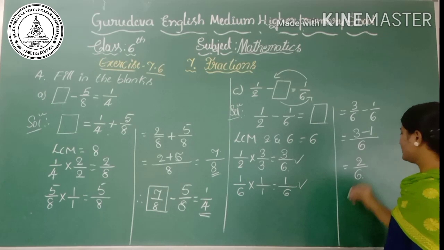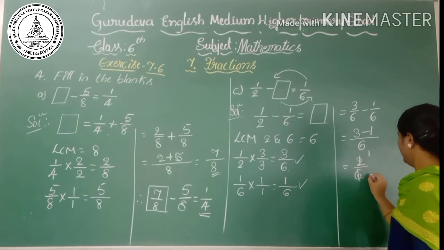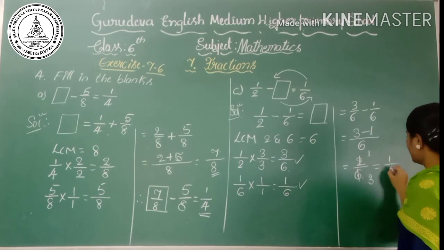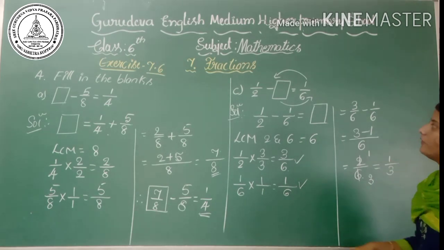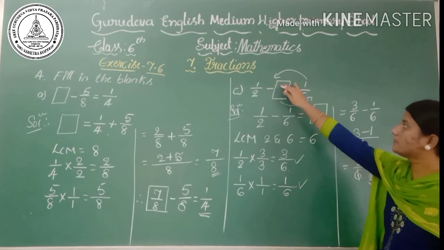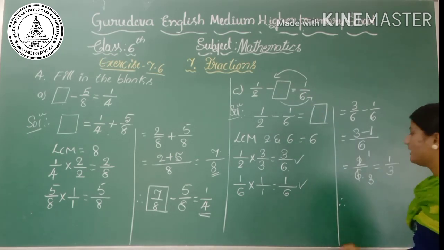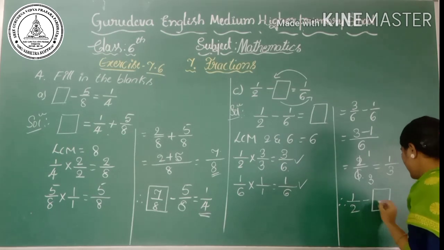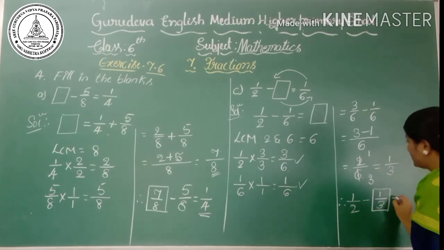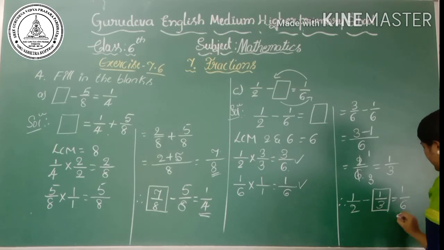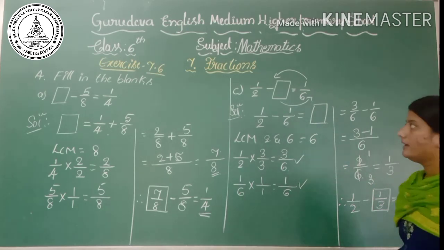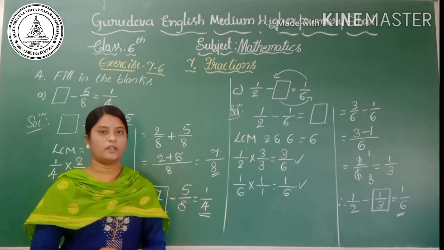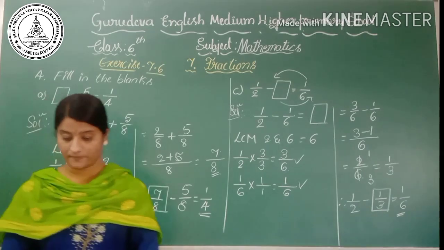Then simplify this. So 2 1s are 2, then 2 3s are 6. Right? The obtained answer is 1 by 3. So what we have to fill in this blank space is 1 by 3. Therefore 1 by 2 minus blank space, in that we have to fill 1 by 3, which is equals to 1 by 6. Okay. Yes. So like this we have to do the second one, B question. Okay. Then let's go to the sixth one.